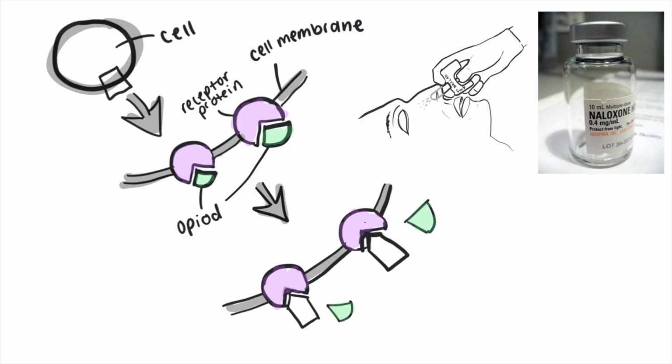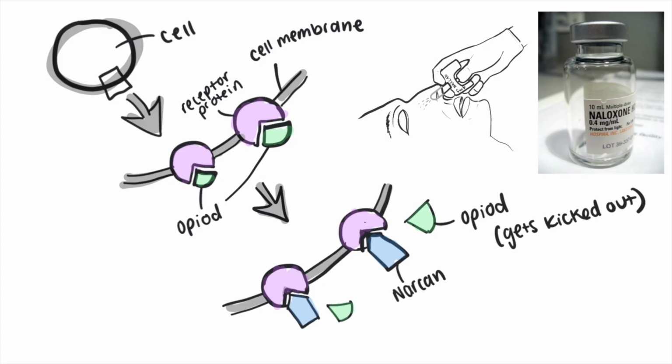So Narcan has a chemical structure that allows it to bind to the same opioid receptor proteins as morphine or heroin, right? So sounds similar, but here's the crucial difference. Narcan binds more strongly, and it also doesn't activate the receptor in the same way these other signal molecules do. So instead, it's just displacing all those opioid molecules.